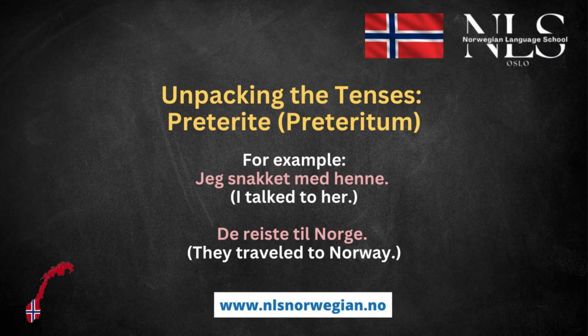Unpacking the tenses. Preterite, Preteritum. The preterite is the Norwegian equivalent of the simple past in English. It captures an action or event that started and concluded entirely in the past. For example, jeg snakket med henne, I talked to her. De reiste til Norge, they traveled to Norway.